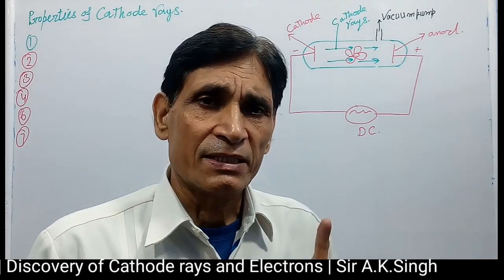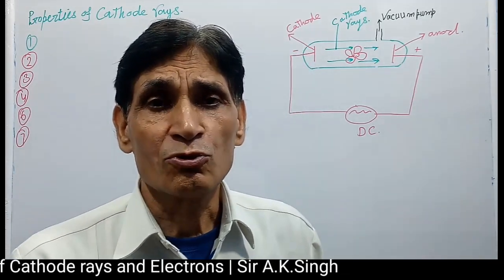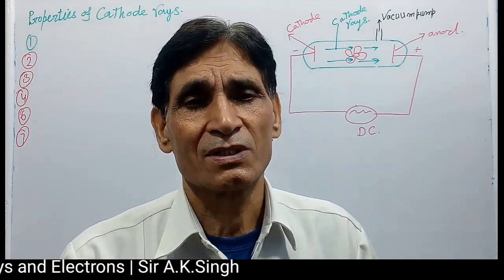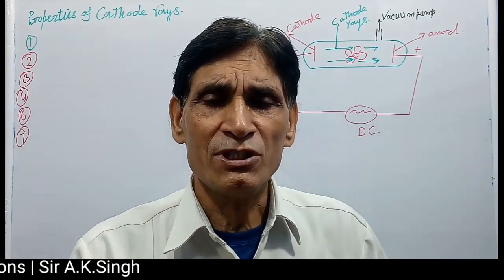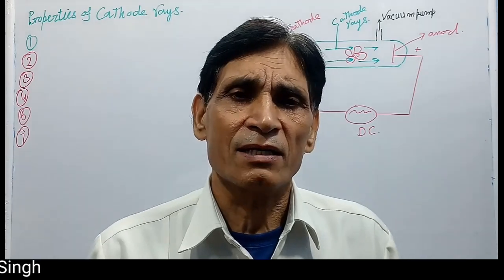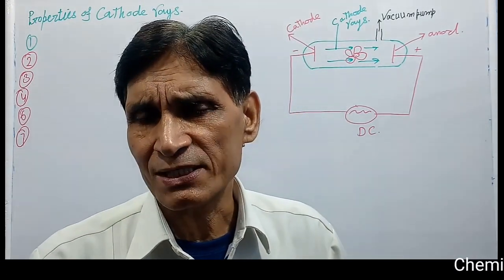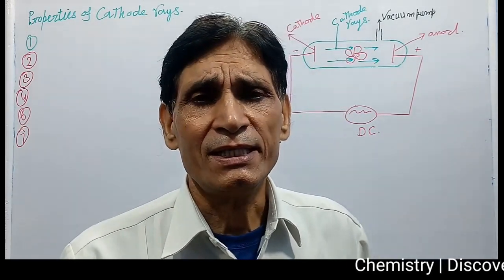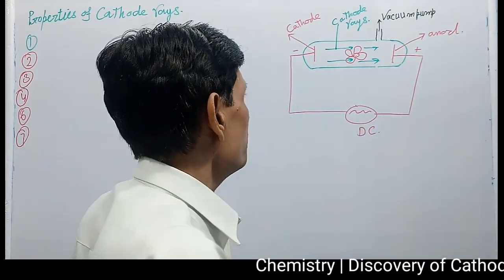And next point is, cathode rays produce chemical effect. They have a reducing effect. Their constituent particles are negatively charged. Cathode rays are a stream of negatively charged particles. It was proved by the fact that when they were passed through an electric field, they bent towards the positive plate.